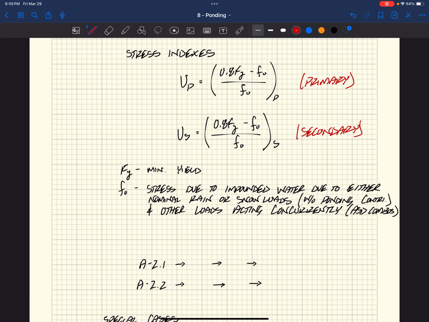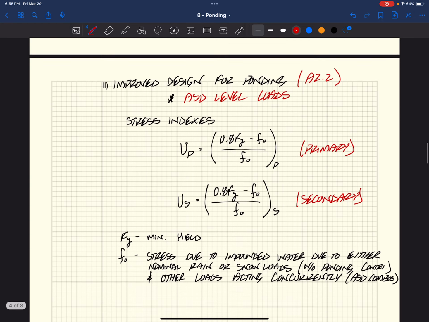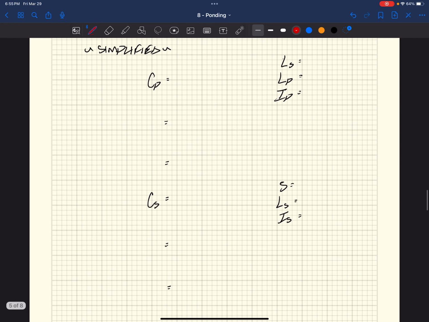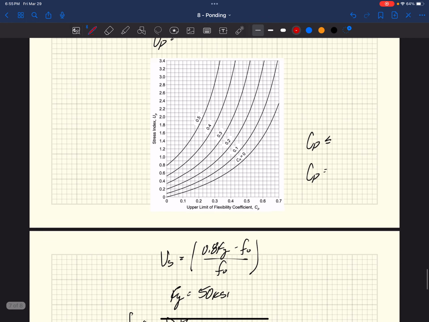0.8 Fy minus F naught over F naught, right? So what are they telling us? They're telling us that they limit the amount of stress that's allowed in the primary and secondary members to 80% of Fy. And so then we're going to devise a UP or a US, and then we're ultimately going to take this value along with CP and CS to develop a limit to CP and CS, okay? Let me just make sure there's a figure down here to put in there.